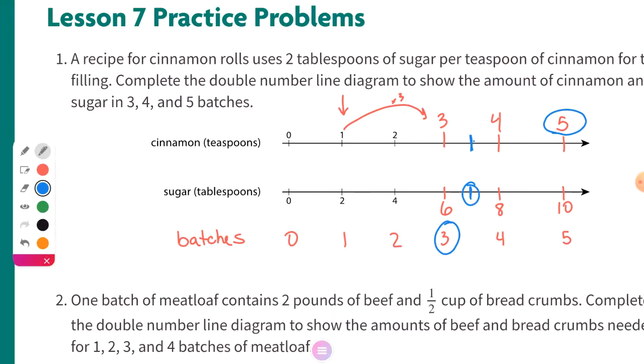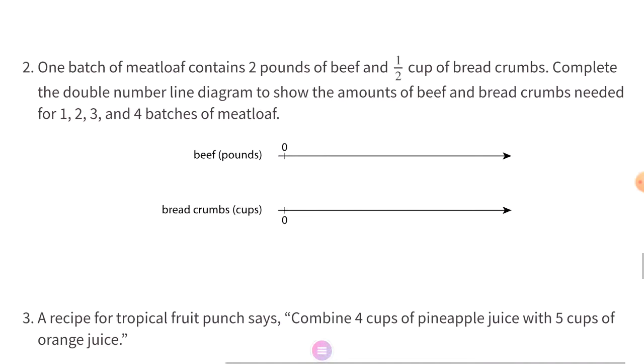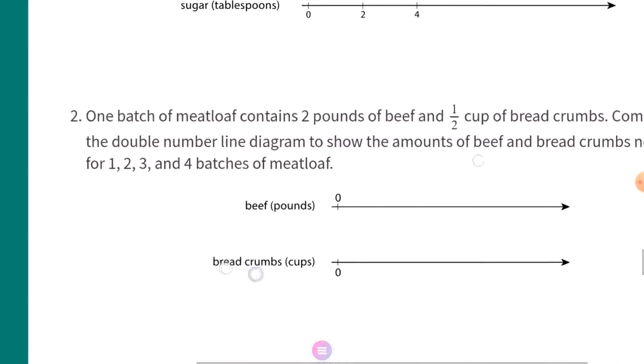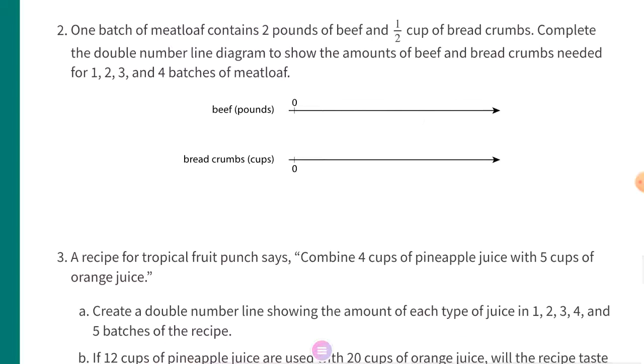Okay, number 2. 1 batch of meatloaf contains 2 pounds of beef and half a cup of breadcrumbs. Complete the double number line diagram to show the amounts of beef and breadcrumbs needed for 1, 2, 3, and 4 batches. So 0, and I'm going to do 1, 2, 3, 4. Under it, I'm just going to label the batches. 1, 2, 3, 4. What's 1 batch? Addie, what are my numbers for 1 batch?